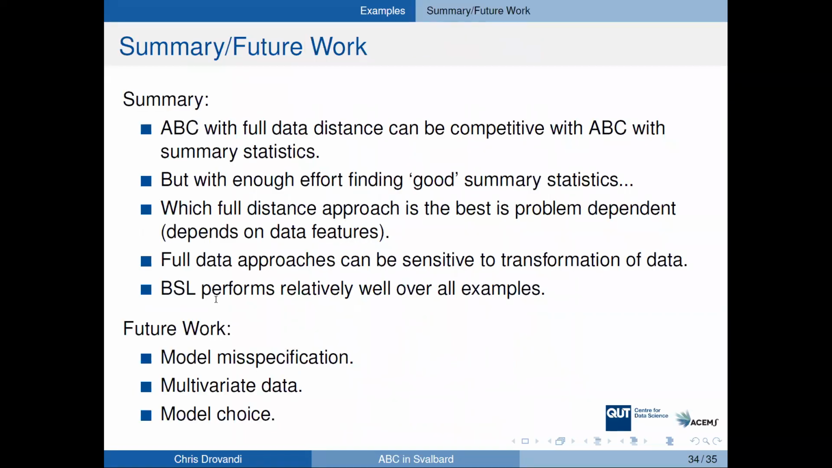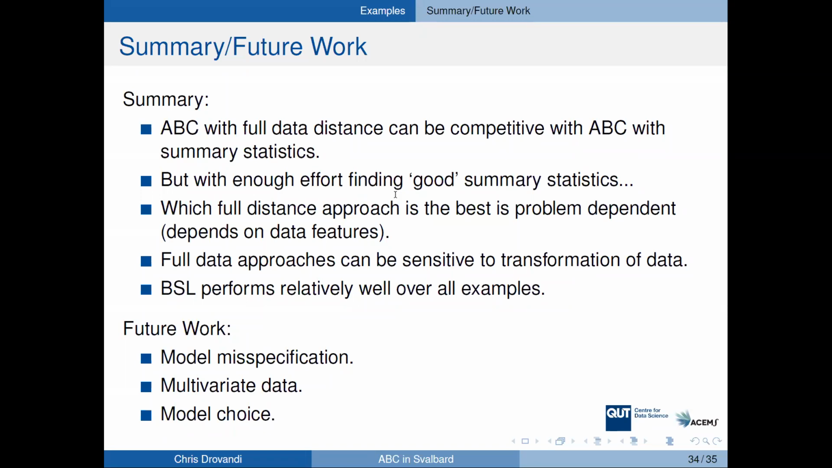I think I've got about a minute left, so let me try to summarize the key results. We found that the ABC with the full distance can be competitive with ABC with summary statistics. But the performance of the full distance approach is really problem dependent. So it really depends on what kind of features you have in the data as to which of these methods is going to perform the best.